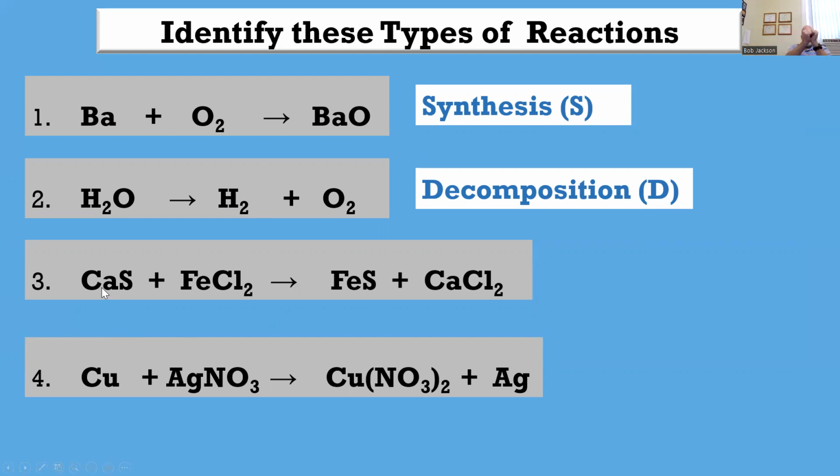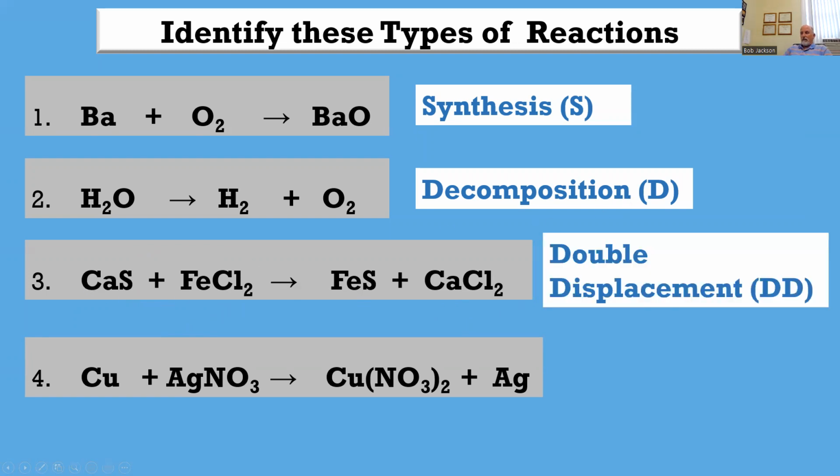Three, I have A and B together. I have C and D together. They switch partners dancing. This is a dancing couple. This is a dancing couple. This goes over here. This goes over here. So I end up with FeS and CaCl2. Or just all you got to look at is CaCl. Don't worry about what the numbers are. Fe got with S, Ca got with Cl. So double displacement reaction.